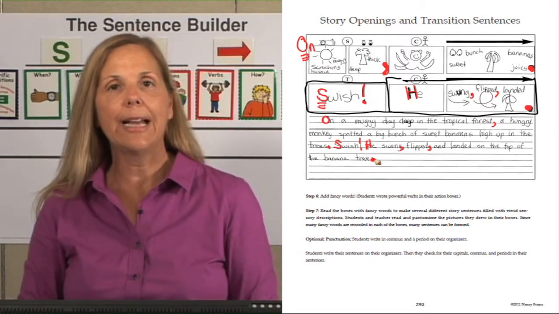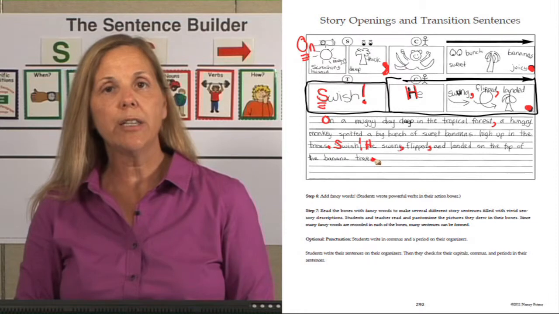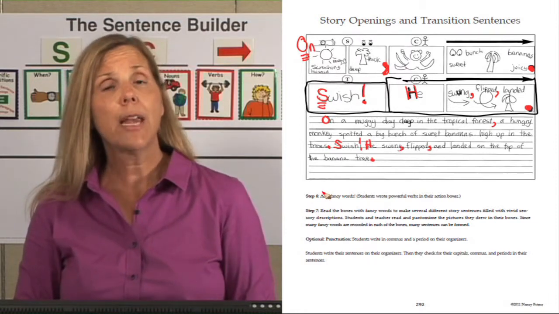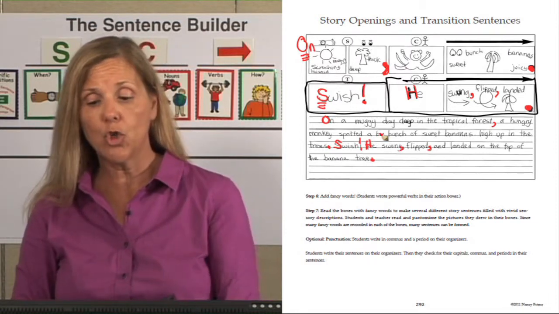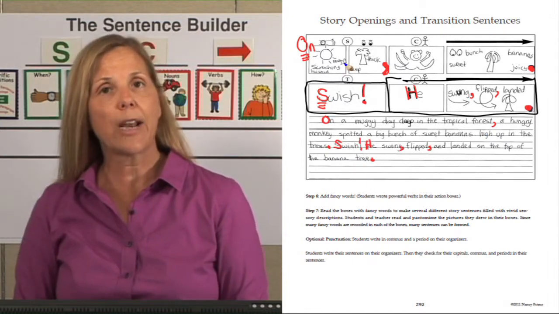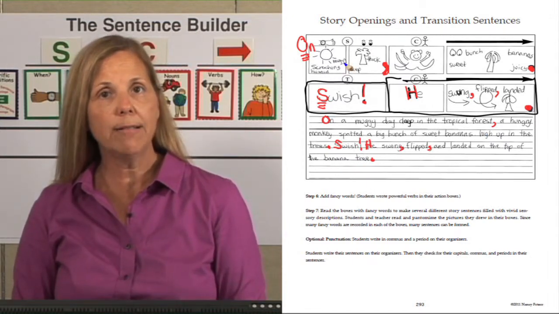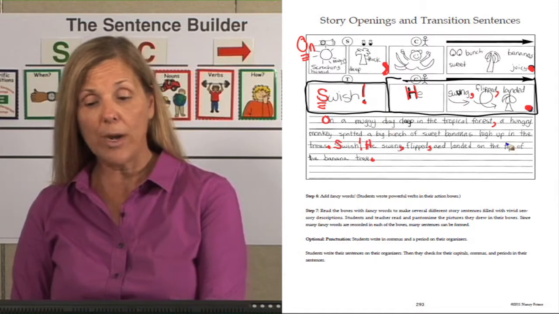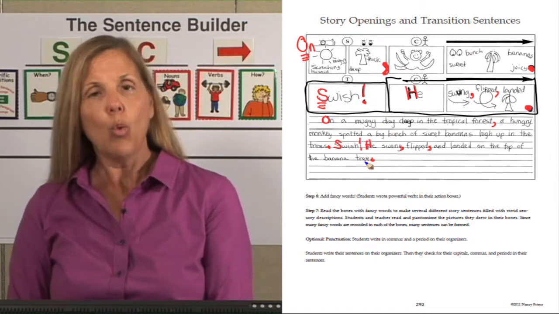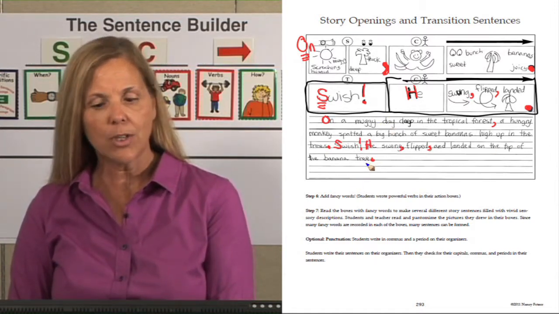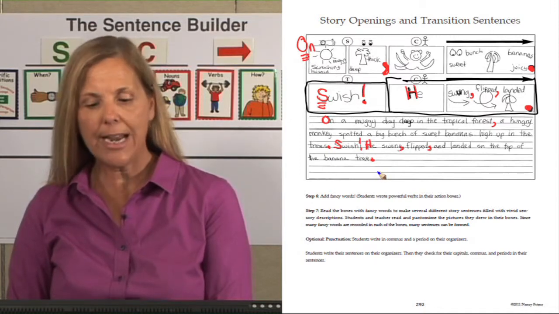Let's go back, and we can also show children at this stage if they've added any fancy words to their writing. Many times what I have them do is take out a blue pen. We then go to our written sentences and we put dots on the nouns. So I tell them, let's dot the nouns.